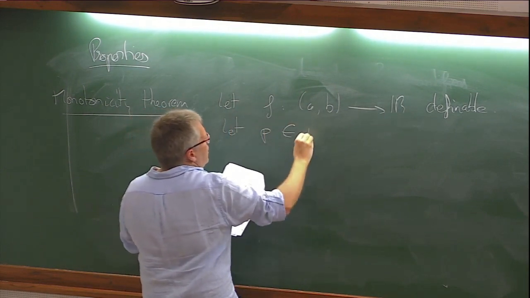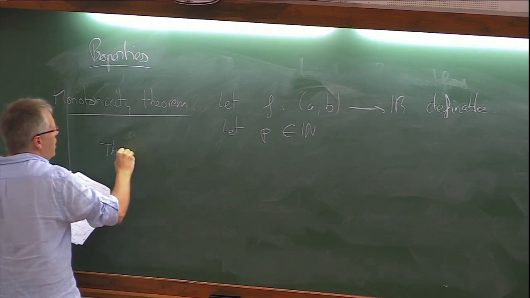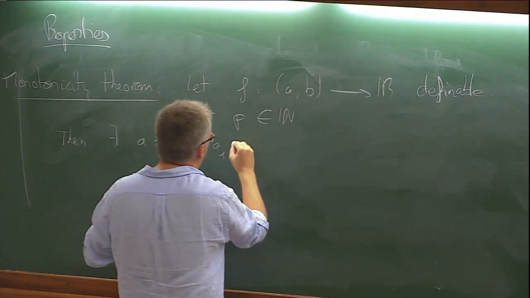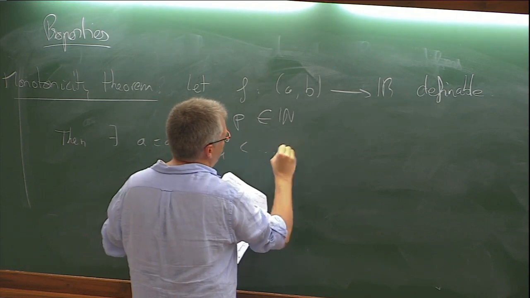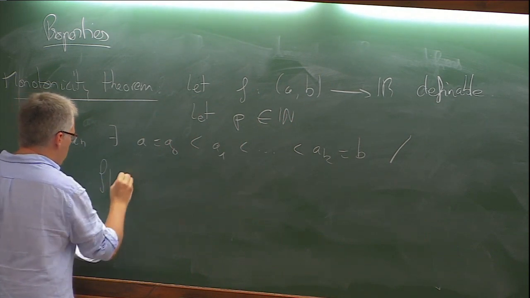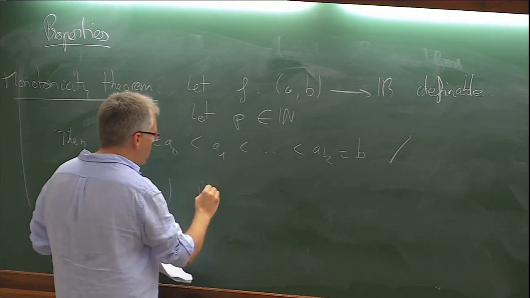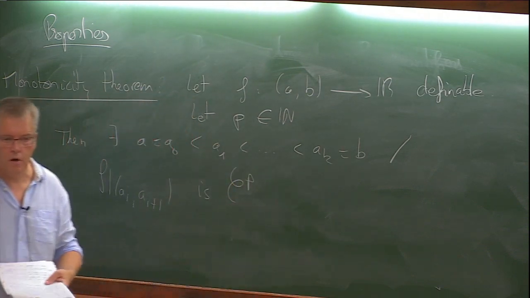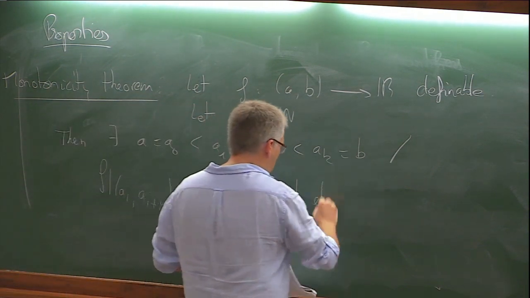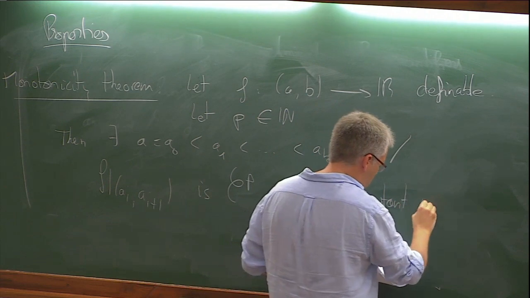I fix a non-negative integer p. Then the claim is that there exists a partition of R into points and intervals such that in restriction to any of these intervals the map f is C^p, so p times continuously differentiable, and either constant or strictly monotonous.